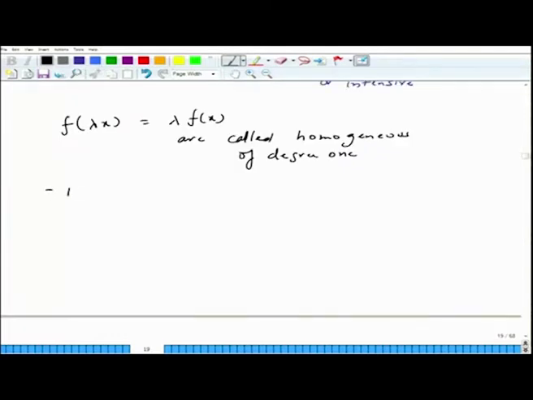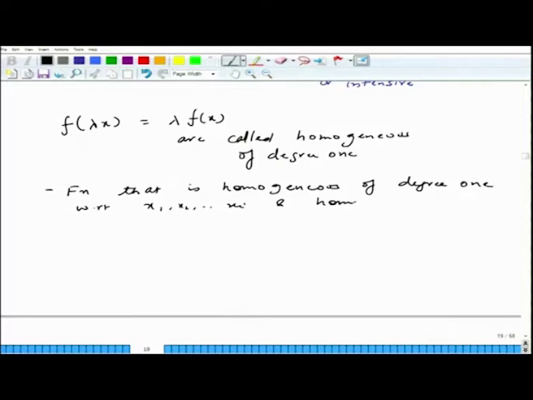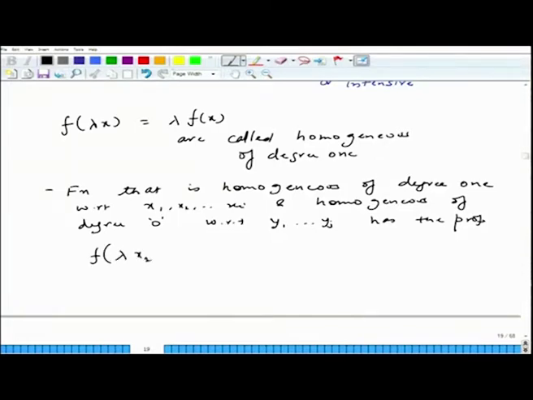Okay. So that means a function that is homogeneous of degree 1 with respect to variables, let us say x1, x2, up to xi, and homogeneous of degree 0 with respect to variables y1 till yj, has the property that you can write the following as this.